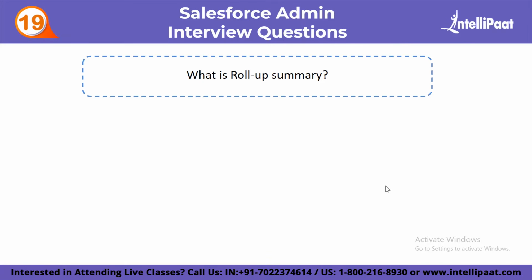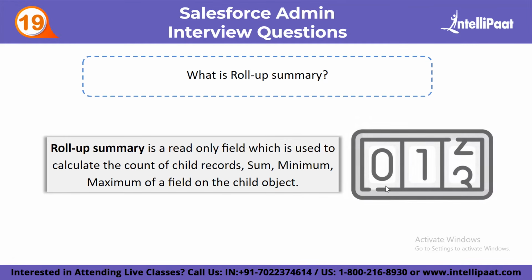The next question is, what is a roll-up summary? And the answer is, a roll-up summary is a read-only field which is used to calculate the count of child records, the sum, minimum, or maximum of a field on the child object, and the total number of all the records listed in a related list. I hope you got the answer to this question. Now let's move forward and discuss the next question.